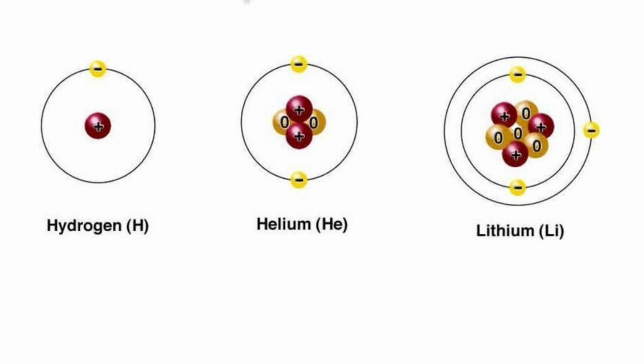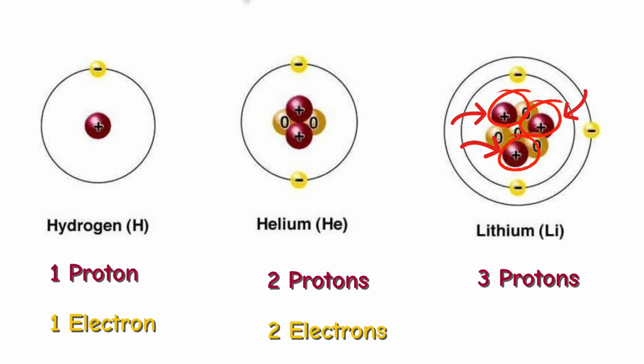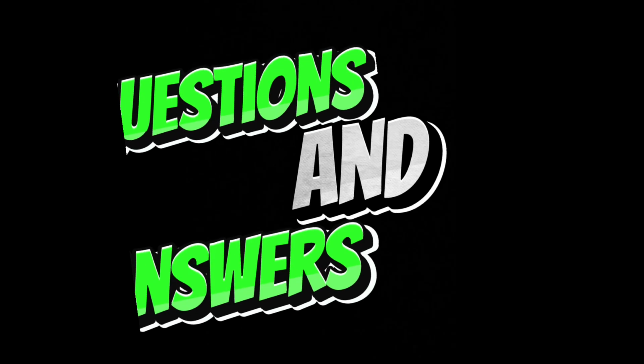Since atoms have no net charge, the number of electrons must equal the number of protons. For example, hydrogen has 1 proton and 1 electron. Helium has 2 protons and 2 electrons. And lithium has 3 protons and 3 electrons.